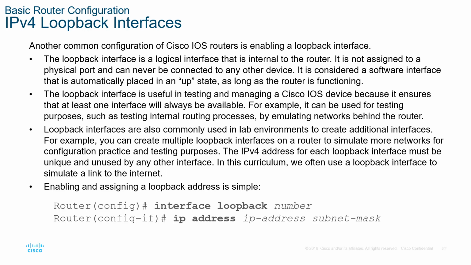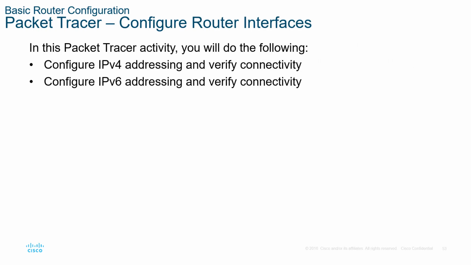You can enable and assign a loopback address by typing interface loopback, give it a number because you can have multiple loopbacks, and then apply an IP address like you normally would. We have a lab outlining how to configure the router, both for IPv4 and for IPv6.